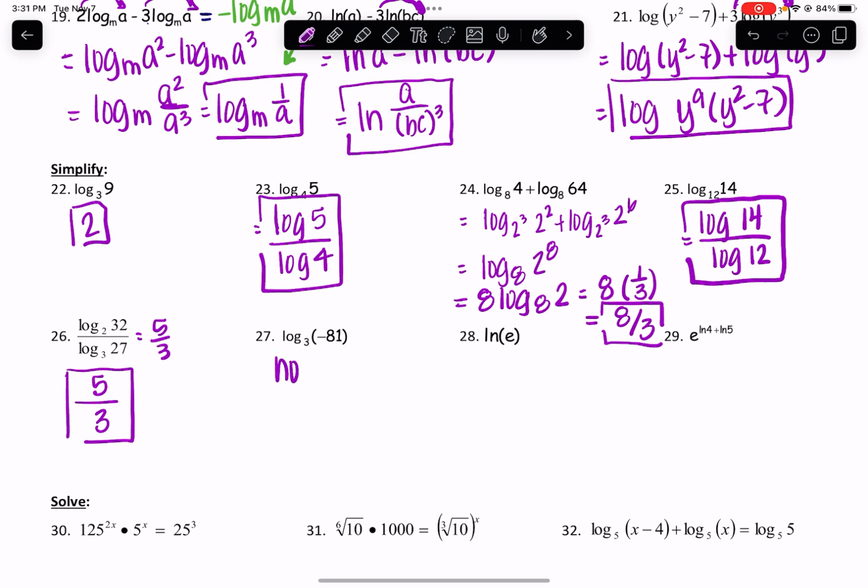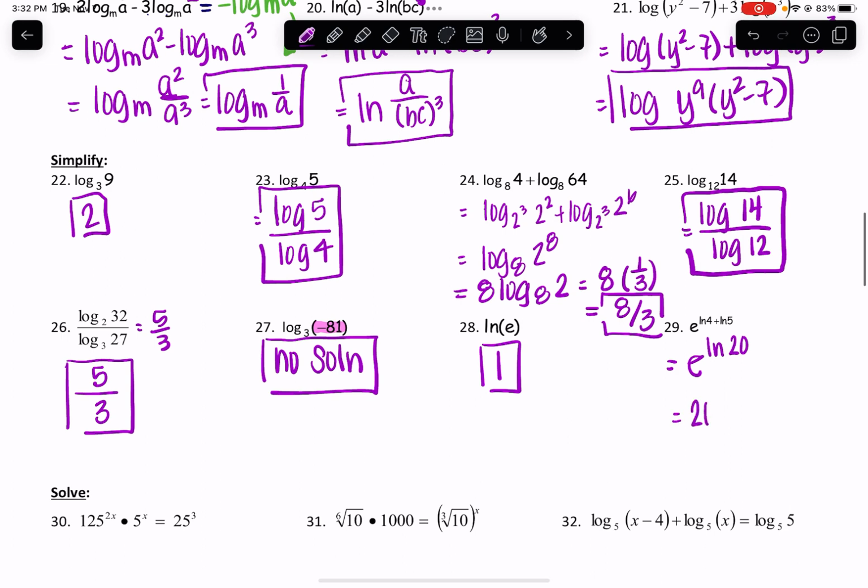This is no solution because you cannot take the log of a negative argument. Natural log of E is 1. And then E to the ln of 4 plus ln of 5. And that's E to the ln of 20 by property standards, and we have an identity that says if we have base raised to a log with the same base, then it is just the argument, which is 20.